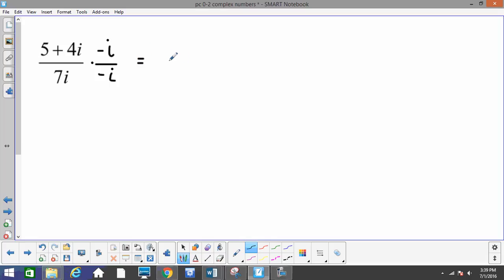So this is going to give me, on the bottom, negative 7i squared, and at the top I'm going to have negative 5i minus 4i squared. And I don't really like the way that looks because we can make that look a lot better. Negative 7 times negative 1 would give you positive 7. Negative 4 times negative 1 gives you positive 4. And then you've got your minus 5i.